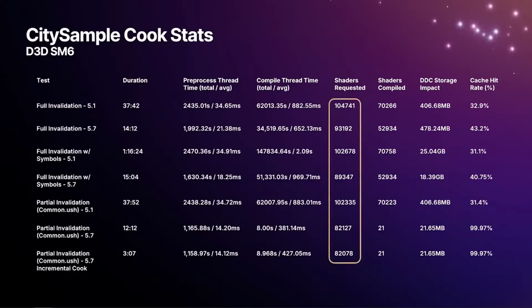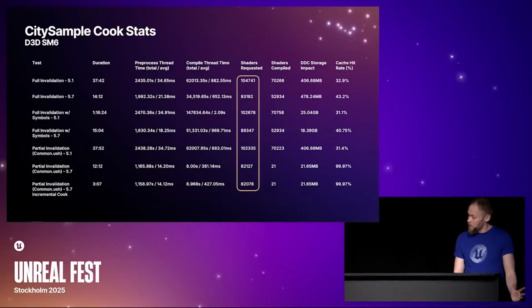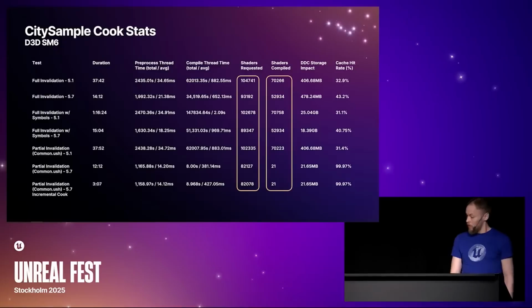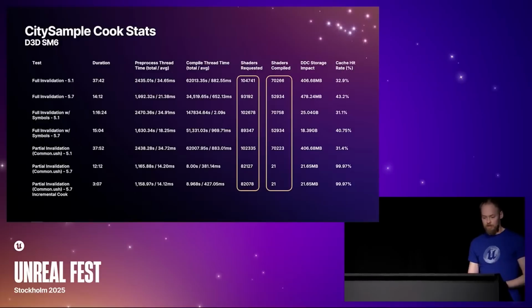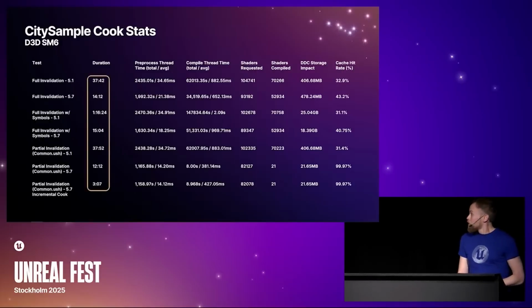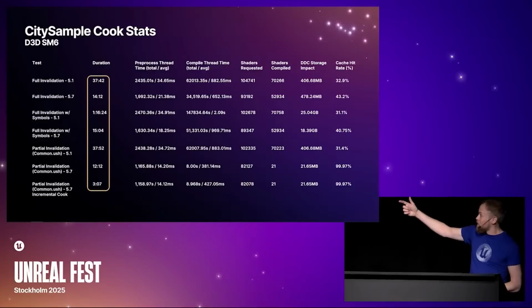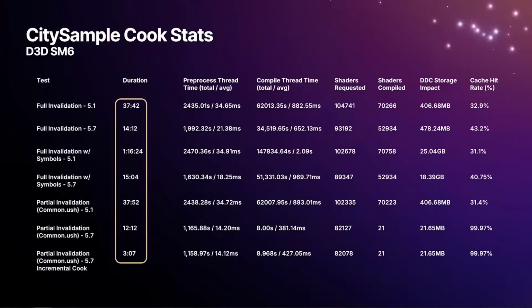So I want to highlight a few things that can be attributed to the work we've done. First, you see the number of shaders requested and the number of shaders compiled are quite a bit lower on 5.7 than 5.1. This is showing the impact of both the shader reduction and deduplication improvements. Cook durations across the board, you can see, are significantly better. 37 minutes to 14 minutes for a full invalidation, and an hour and 15 to 15 minutes for a full invalidation with symbols on.